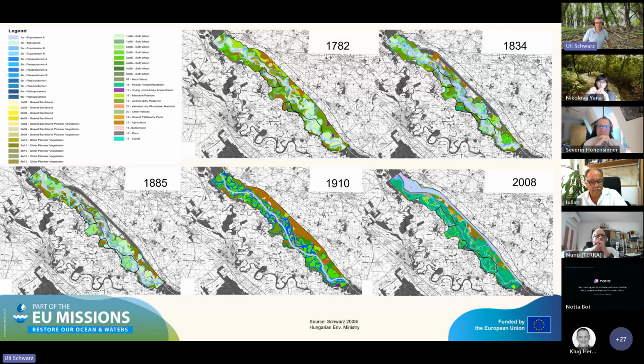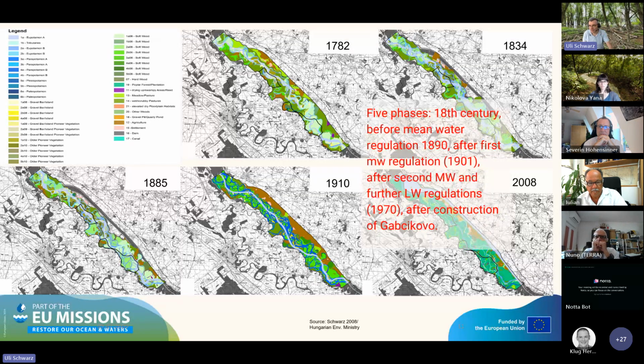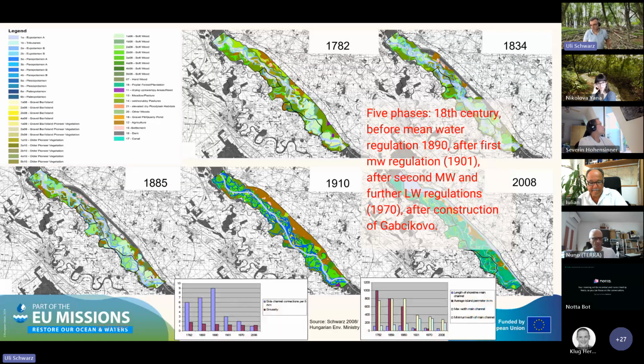But I simply want to show that there's a clear shift. And this system is particularly interesting because it was first of all not meandering, but anabranching instead, building so many branches. And if you analyze maps in this way, you can give some basic estimations of the history of regulation, regarding mean water regulation and low water regulation, and of course the construction of Gabčíkovo finally.